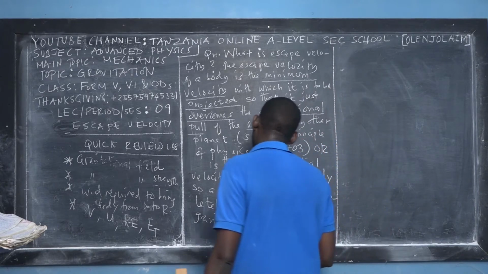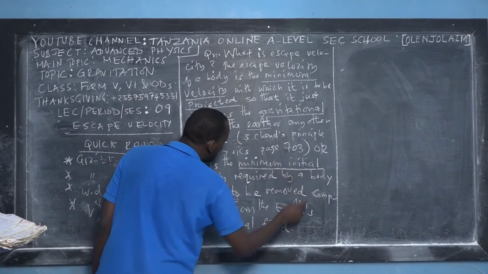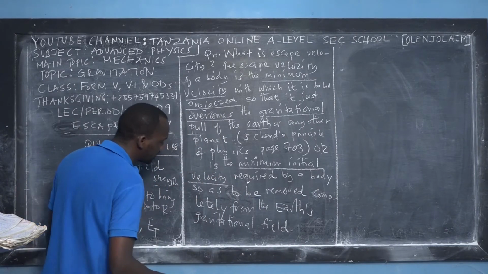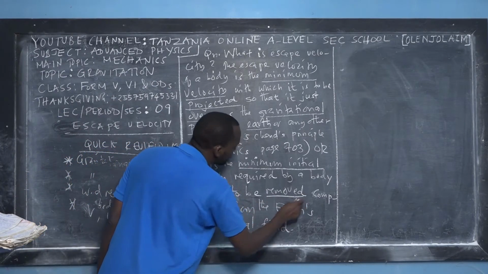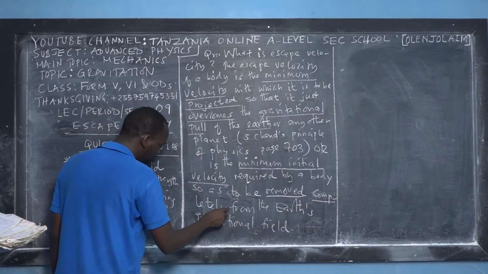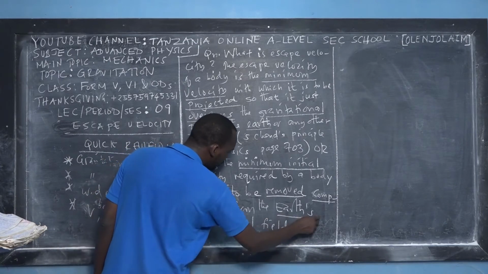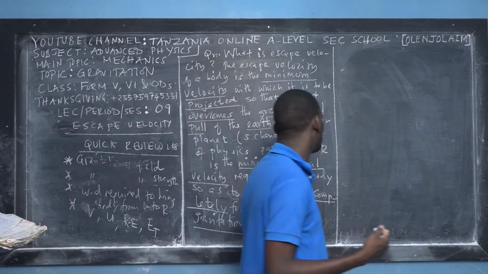Or in some of the references we say that escape velocity is a minimum initial velocity required by a body so as to be removed completely. To be removed completely from where? From the Earth's gravitational field. This is a very fantastic and useful definition.